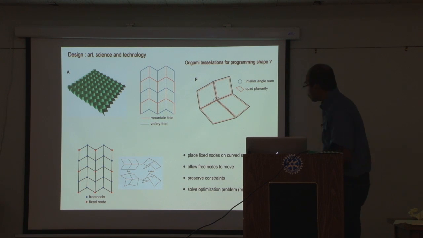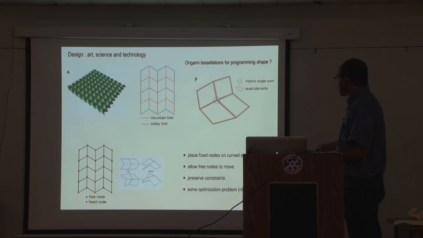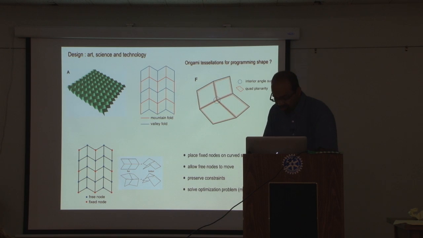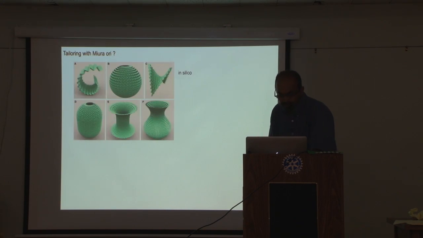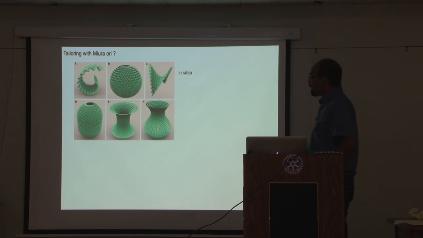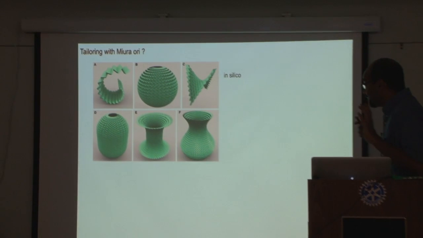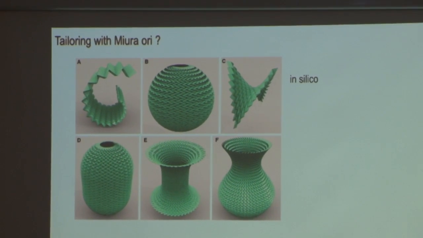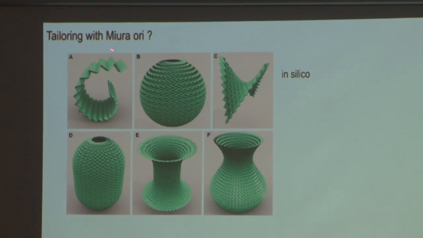Okay? So I want to do what I just told you. I want to place some on the surface that I want to approximate. I want others to move. I want to preserve these constraints, and I want to solve a math problem, which I can't tell you about. But when you do that, here are the kinds of structures that you can create. Okay? So this is mathematics now. Well, at least this is the result of mathematics, which I won't tell you about. You can create spirals.